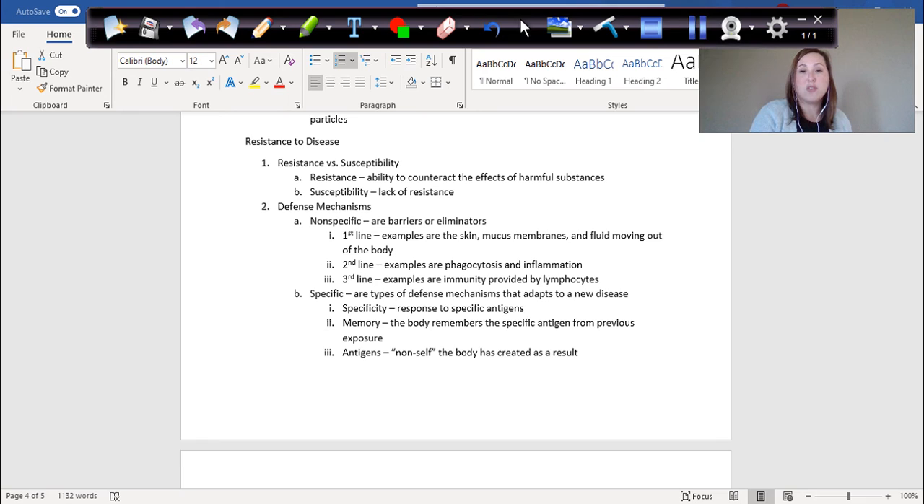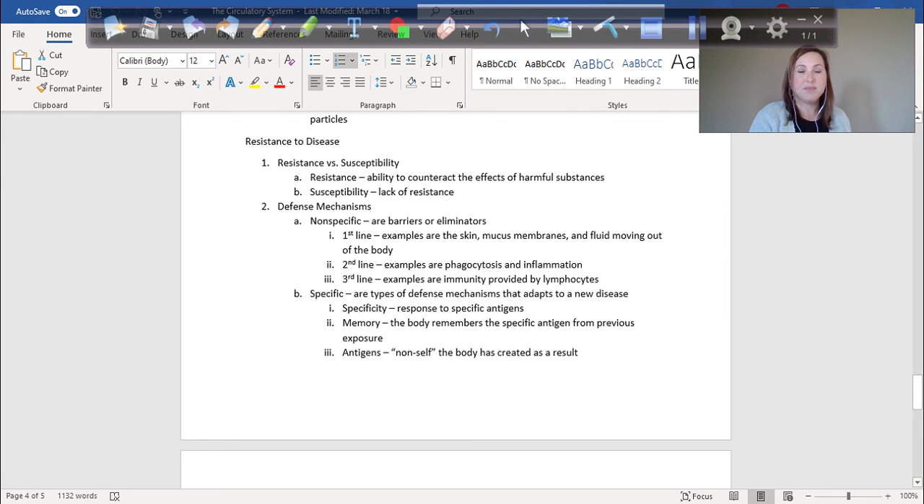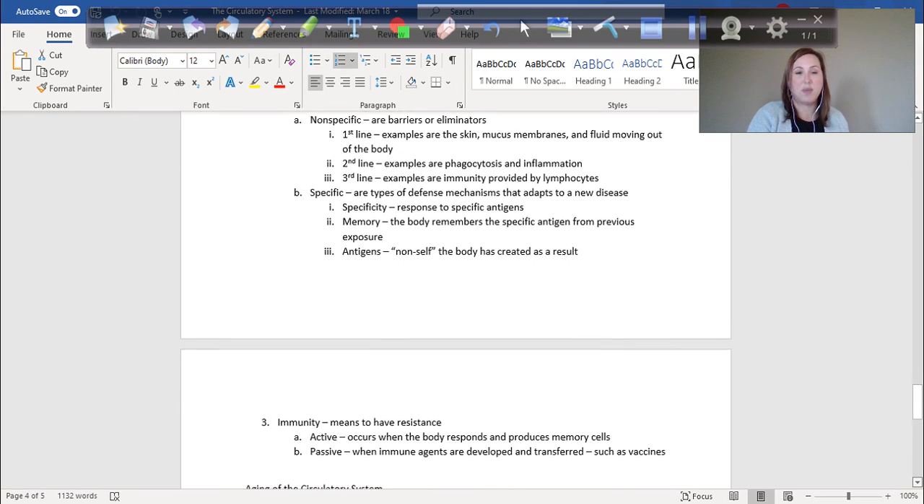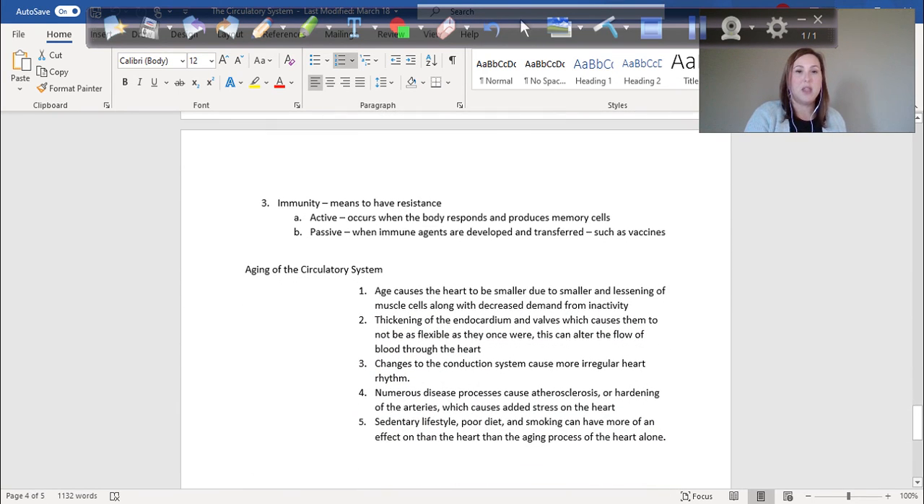Antigens, those are those non-self cells that the body has created as a result of some type of injury or illness. So antigen, a non-self type of defense mechanism or cell that the body's created as a result of some type of infection. Immunity, that means that we have resistance. We have the ability to fight off those harmful substances or infections.